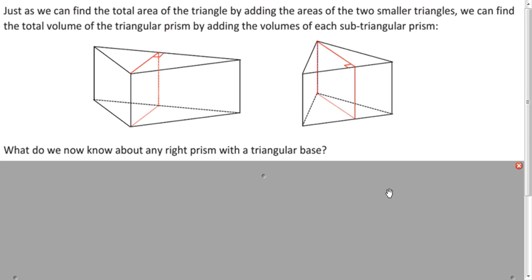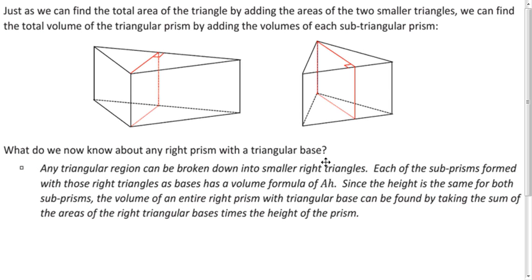And we can extend this to the prisms. We can split up the prisms into 2 different prisms that each have right triangular bases. And so how's that going to help us calculate the volume of any right prism with a triangular base? Well, you're going to break it up into smaller right triangles and calculate all their volumes and add them together. That's going to get you the volume of the entire prism.